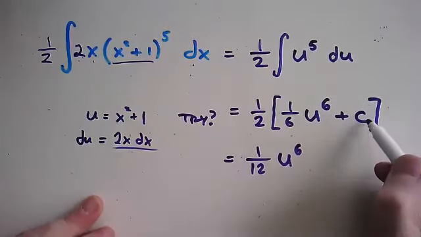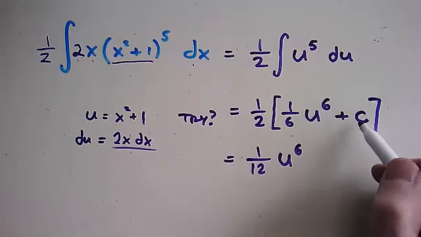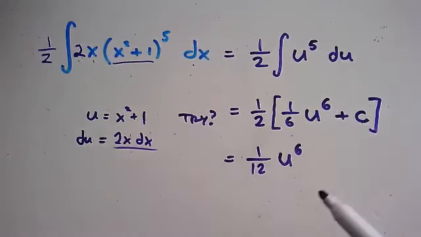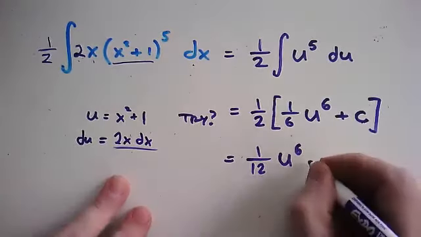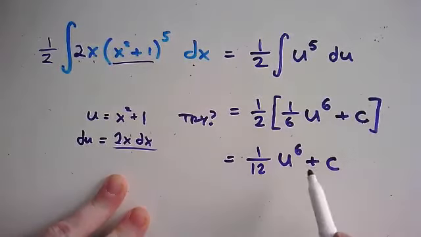Now, remember what the c represents? The c represents any constant. So if we take any constant and we multiply by 1/2, we still get any constant. So there's no real reason to write 1/2 c here. We'll just write plus c to indicate that we could have any number at the end here and we'd get the same result.